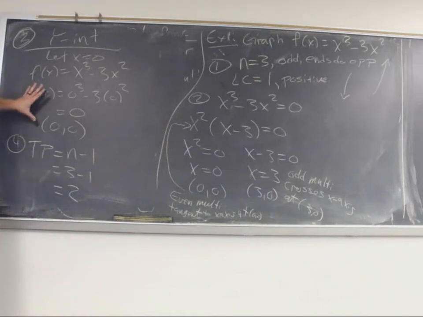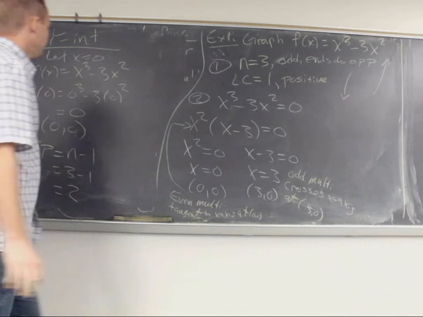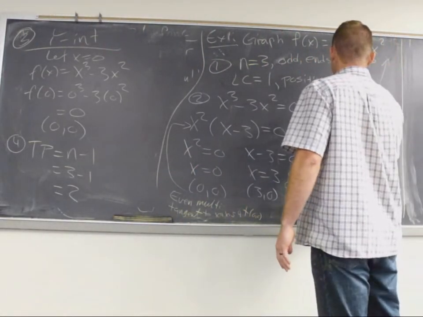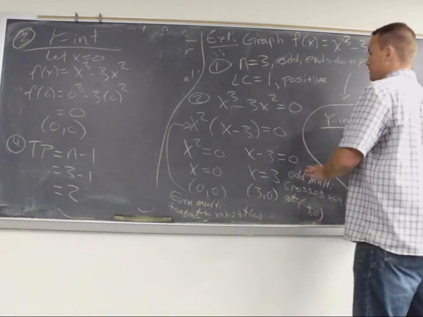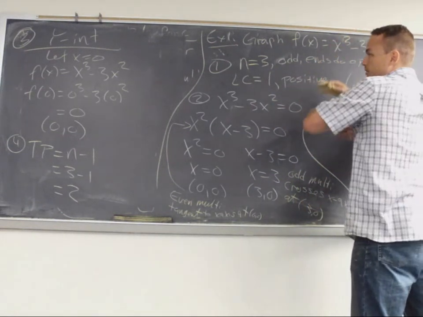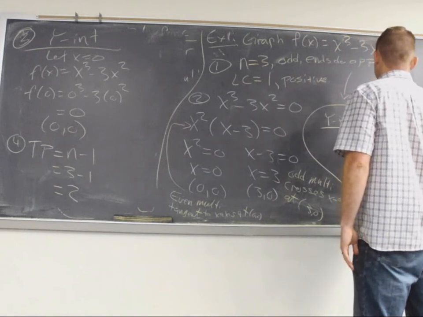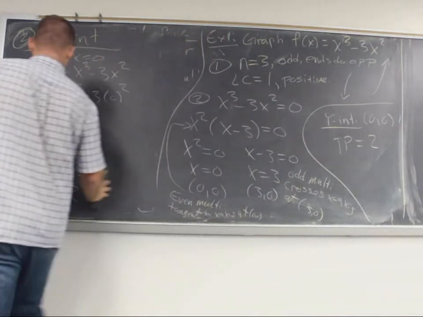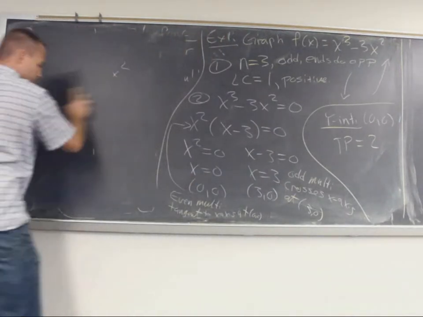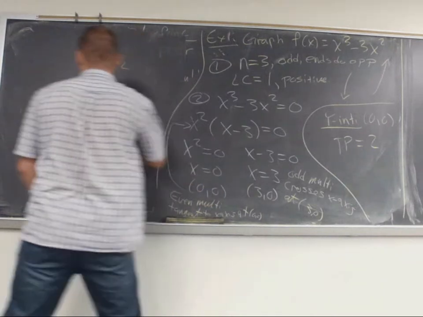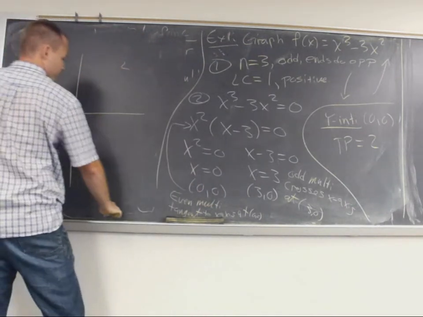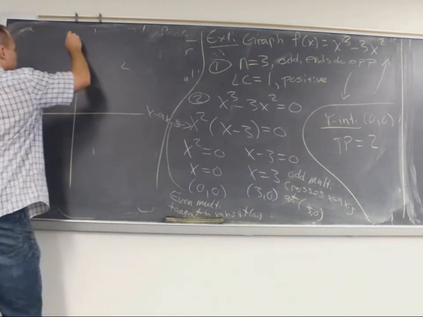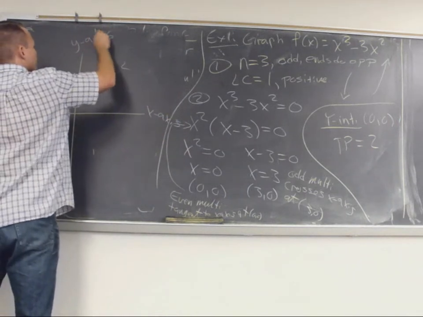So what I'm going to do is graph it over here, and I'm just going to rewrite the y in. This is just for me. You don't have to do this because you have it all there nice and neat. (0, 0), and turning points is 2. Here is the x-axis. Be sure to label so I know what's going on.